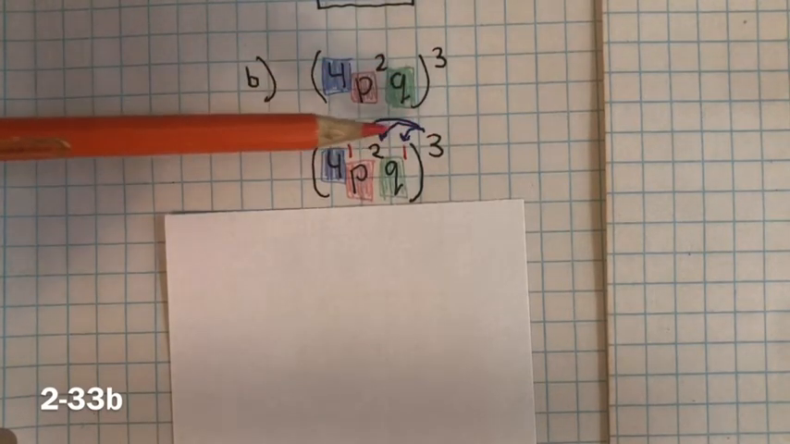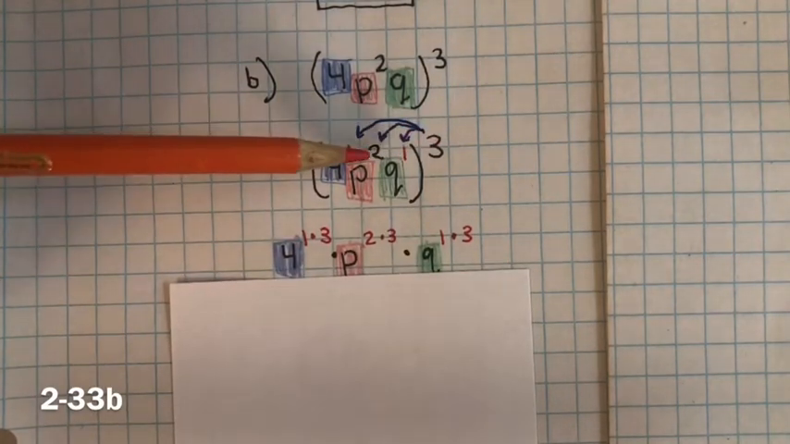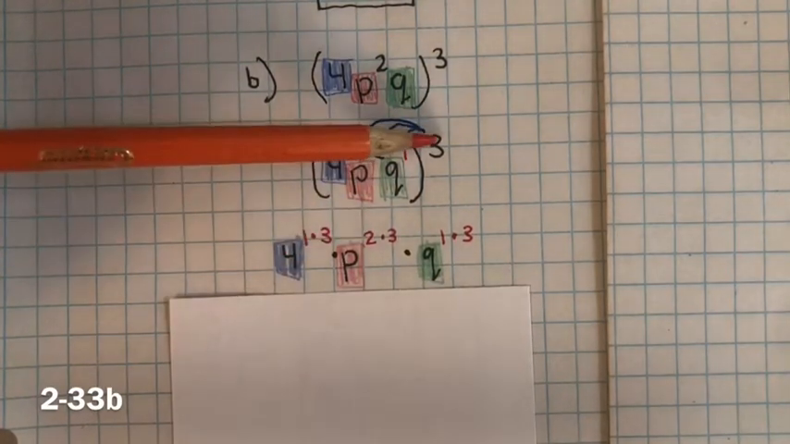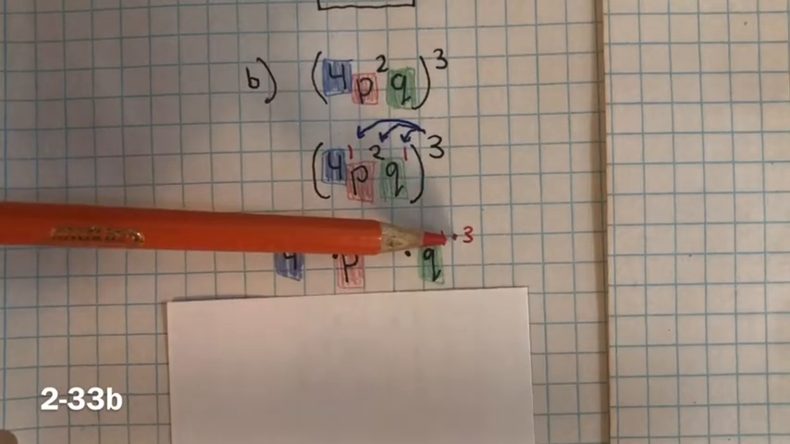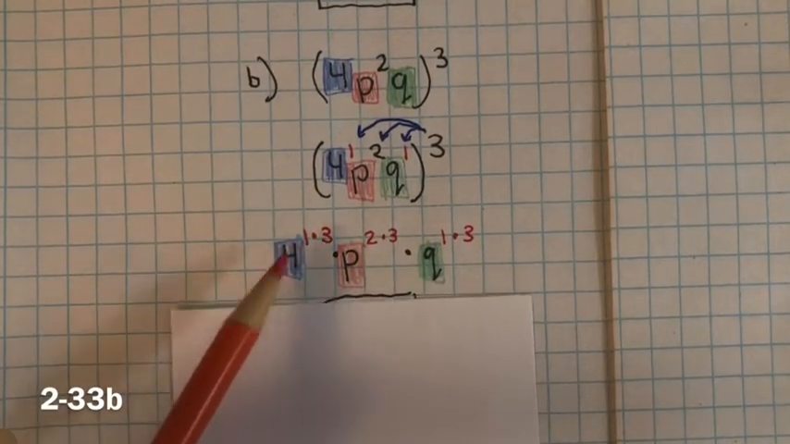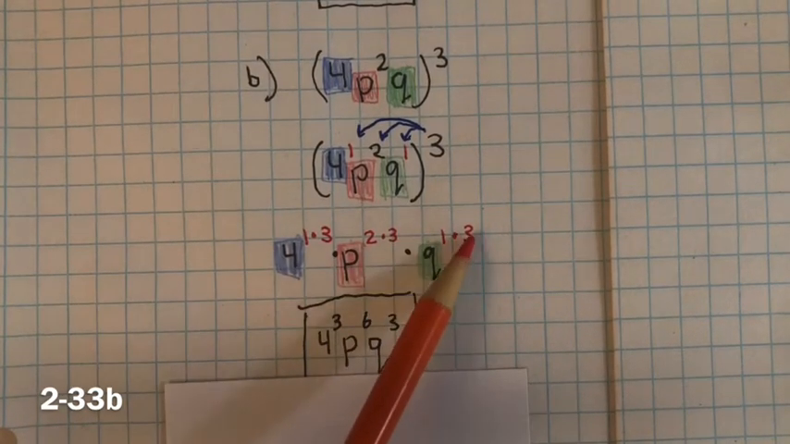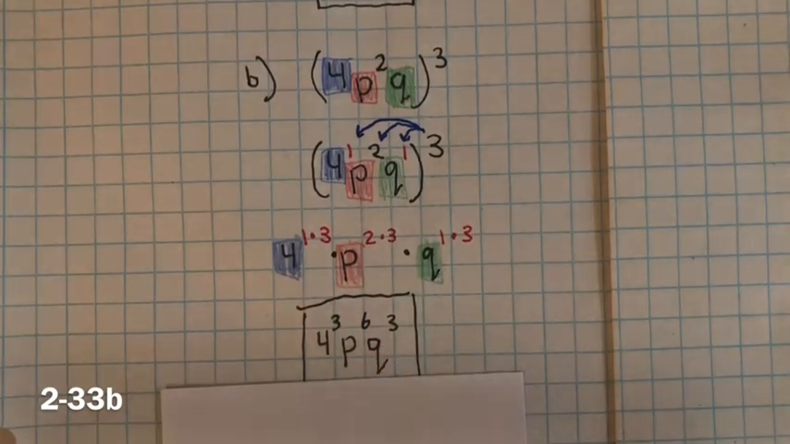So we have 3 multiplied by 1, 3 multiplied by 2, and 3 multiplied by 1. Well, 3 multiplied by 1 is 3, 2 multiplied by 3 is 6, and 1 multiplied by 3 is 3.